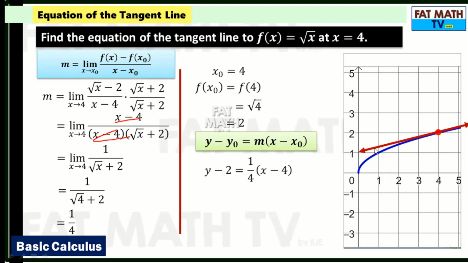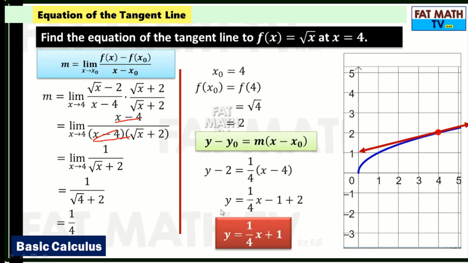So we can already substitute. Y minus y null, which is 2, equals m, which is 1/4, times x minus x null, which is 4. And then distribute 1/4, you will have 1/4 x minus 1. 1/4 times -4 is -1. And then the minus 2 here, you put to the other side, it's going to be +2. So -1 plus 2 is 1. So you will have y equals 1/4 x plus 1. So this is the equation of this tangent line to the given graph at the given value of x.